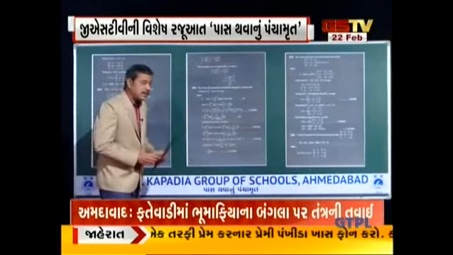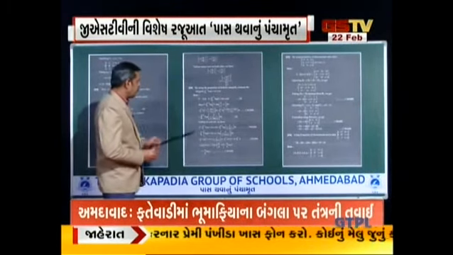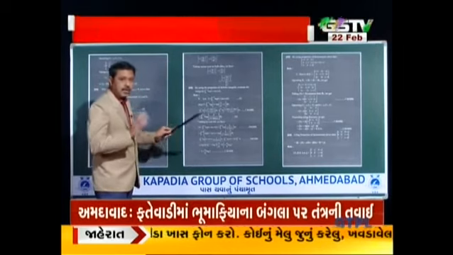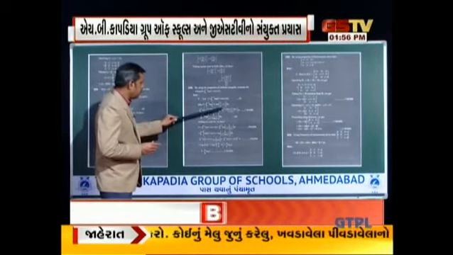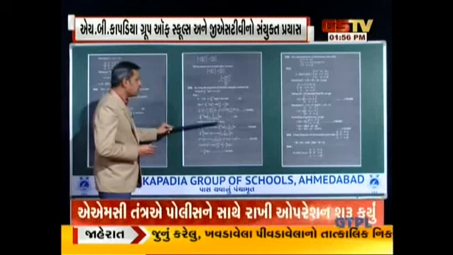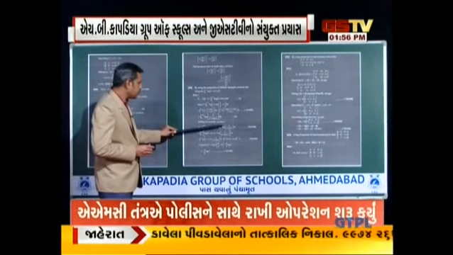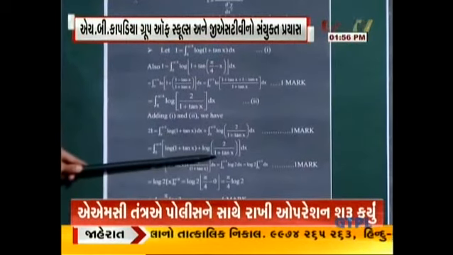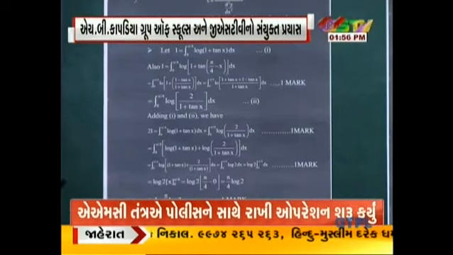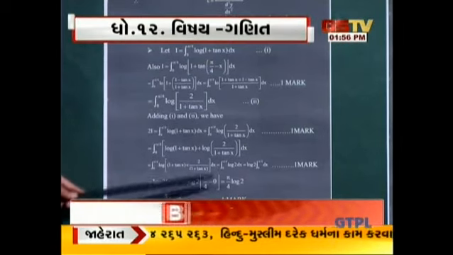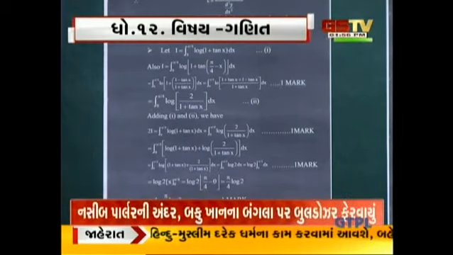Student, please see here the marking system for 4 marks. If you apply rule number 1, you get 1 mark. Again, adding results 1 and 2, 1 mark more. Integrate the result, 1 mark, and put the upper limit and lower limit. Again, you get a final step 1 mark here.